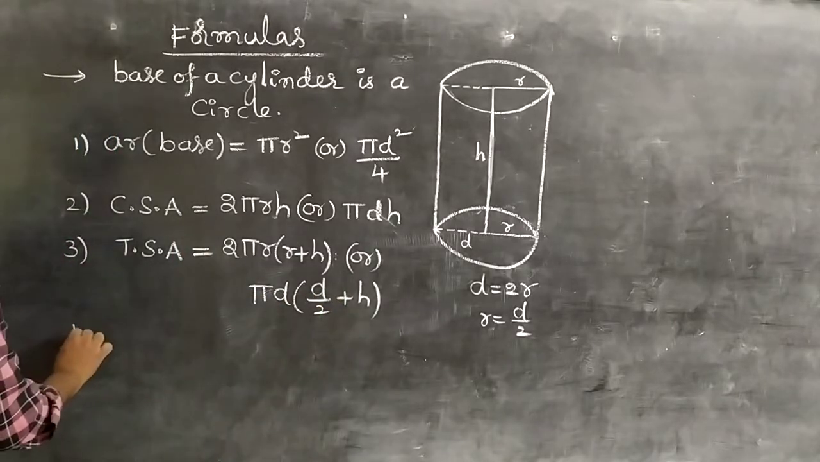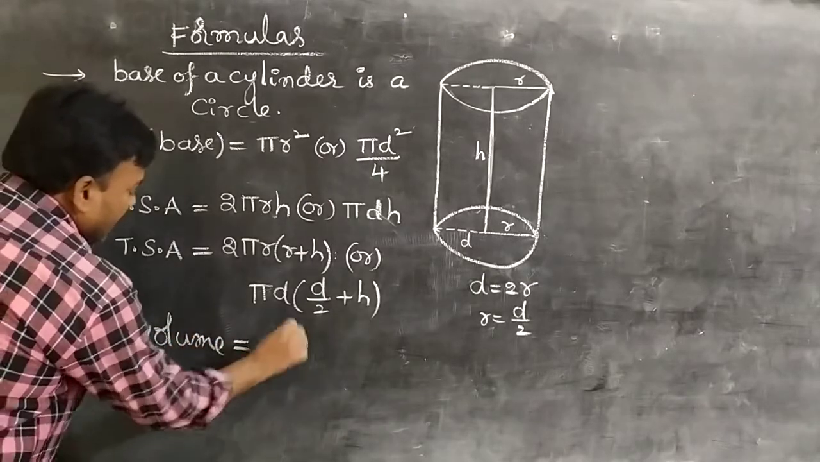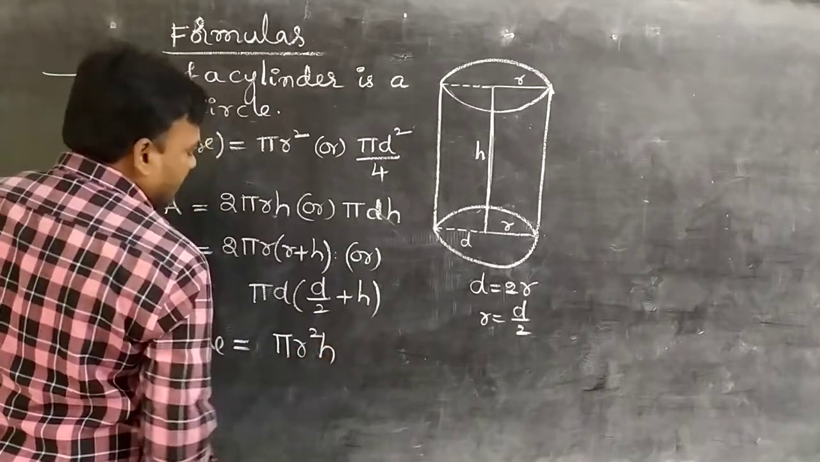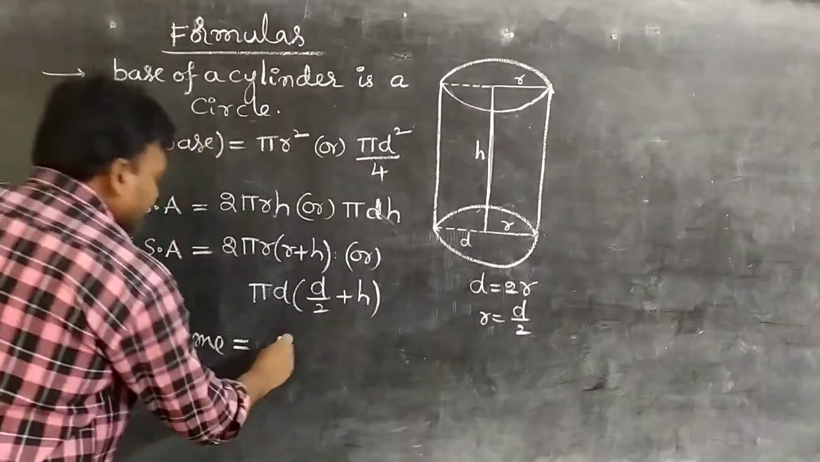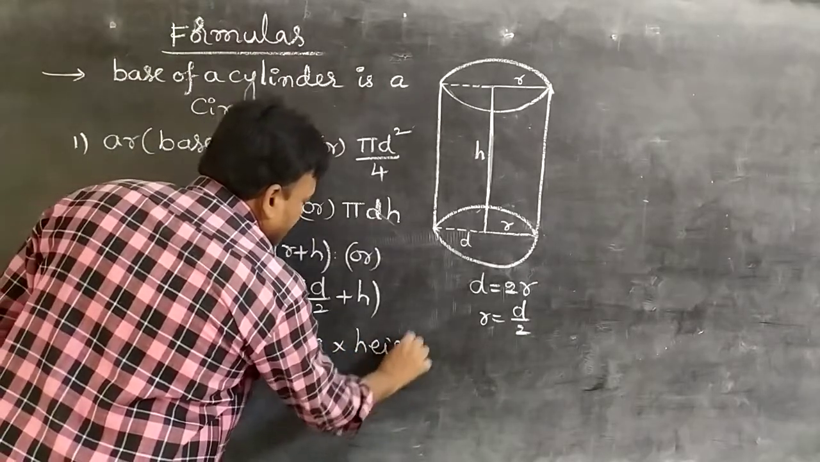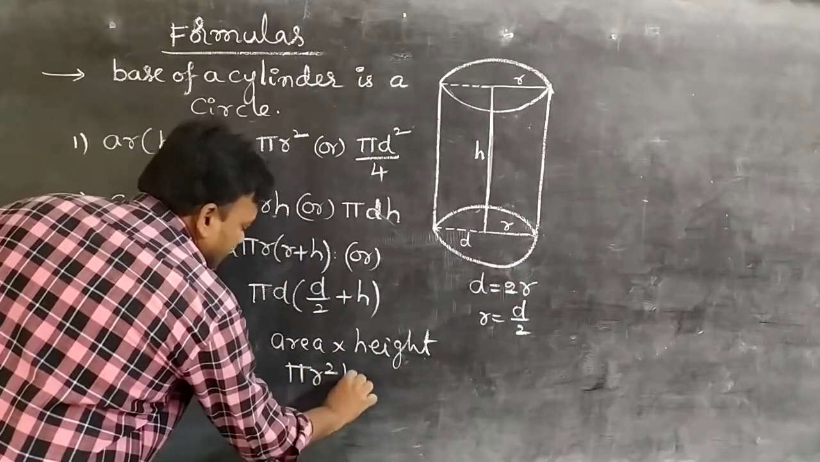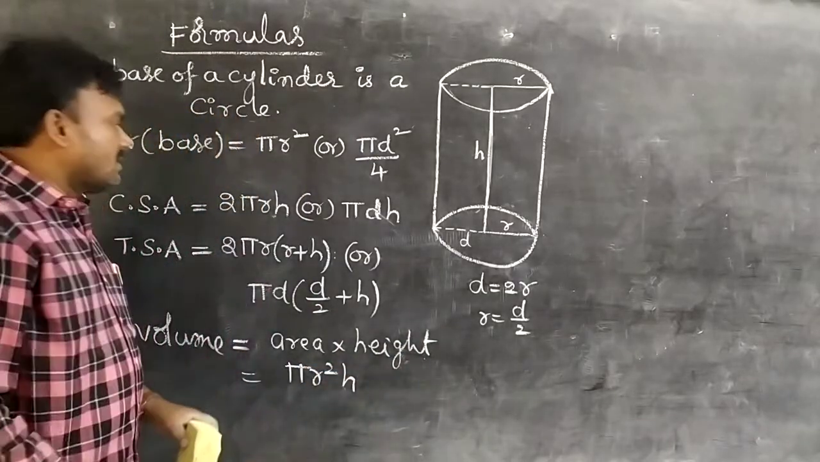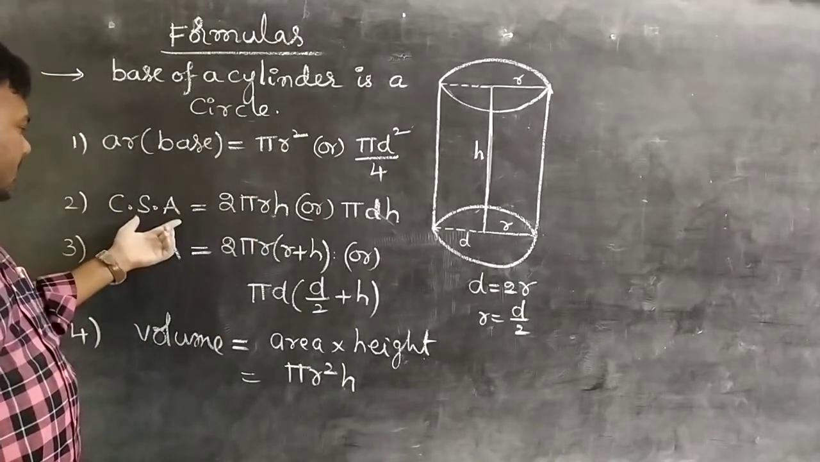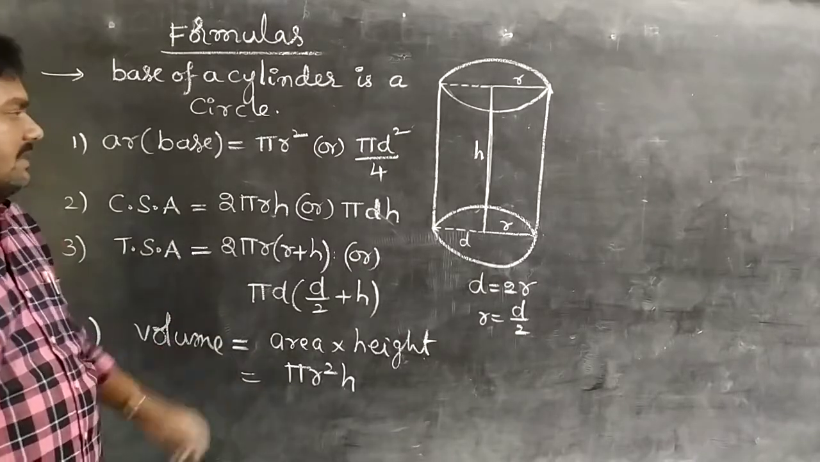Next one, fourth one, friends, volume. Volume of a cylinder equals pi r square h. What is the formula? Area of the base into height. So that implies pi r square h. These are the formulas for a cylinder, friends: area of the base, curved surface area, total surface area, along with volume, students.